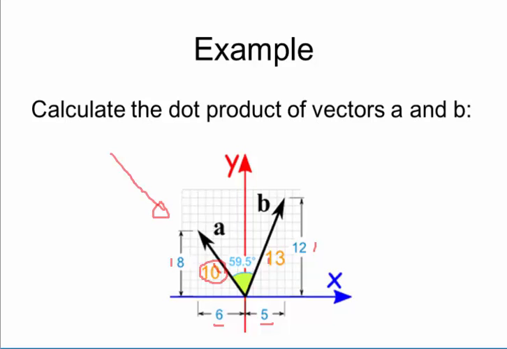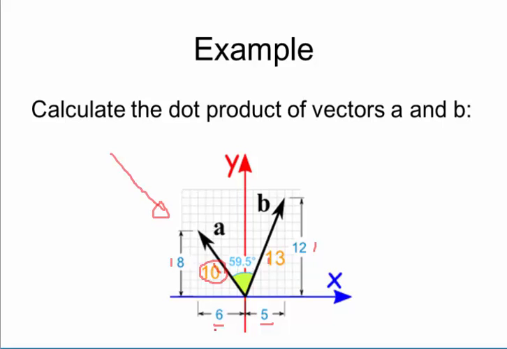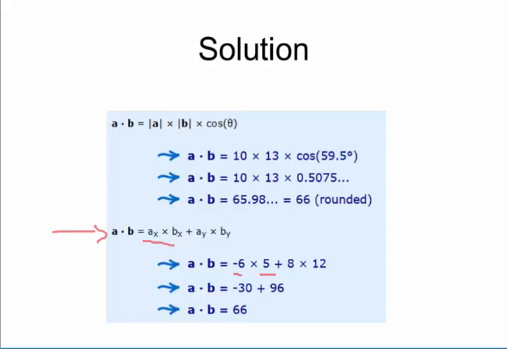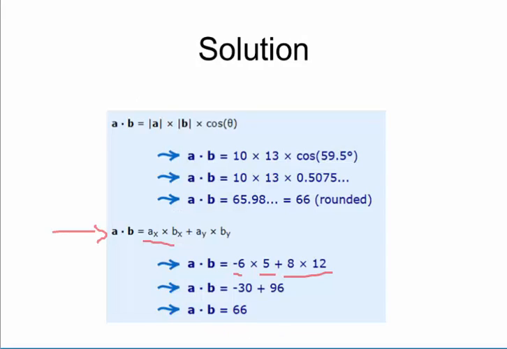Okay, but what we're trying to do here is not that, that was an aside. We're trying to calculate the dot product of the vectors A and B. I would ask you to jot these down, please. I'm going to do the second one first, A dot B, which is just the two components, minus 6 times 5, remember this is in a negative direction, plus 8 times 12, the two y components. Adding them together, you get 66.